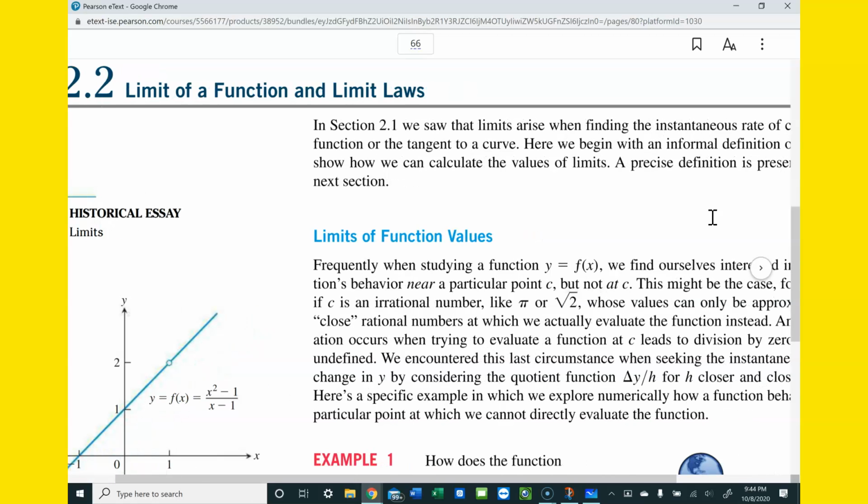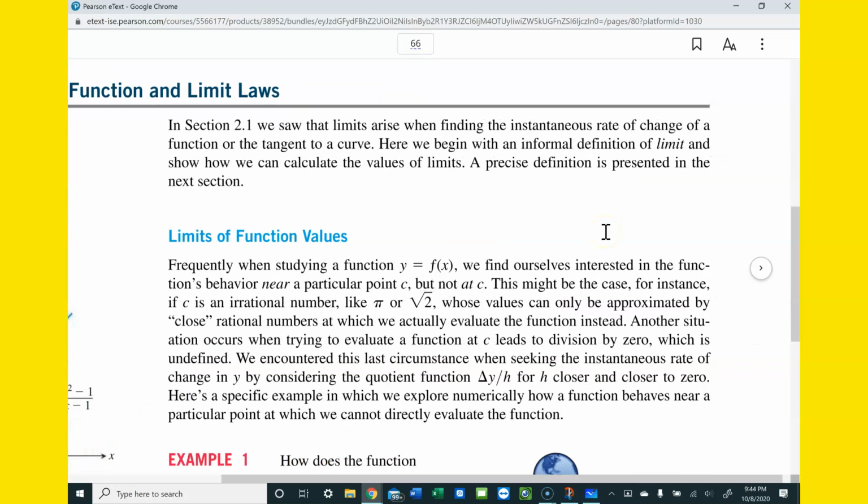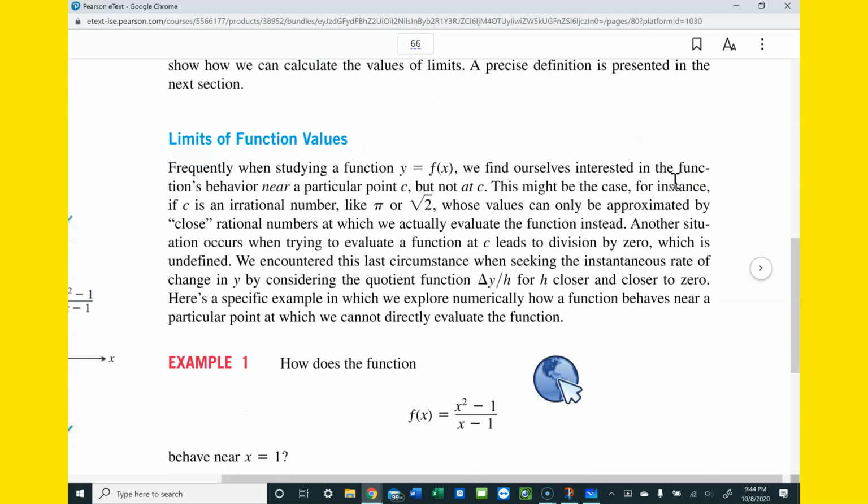Looking at section 2.2, the limit of a function and limit laws. All right, in section 2.1, we saw that limits arise when finding the instantaneous rate of change of a function or the tangent to a curve. Here we begin with an informal definition of limit and show how we can calculate the values of limits. A precise definition will wait until the next section.